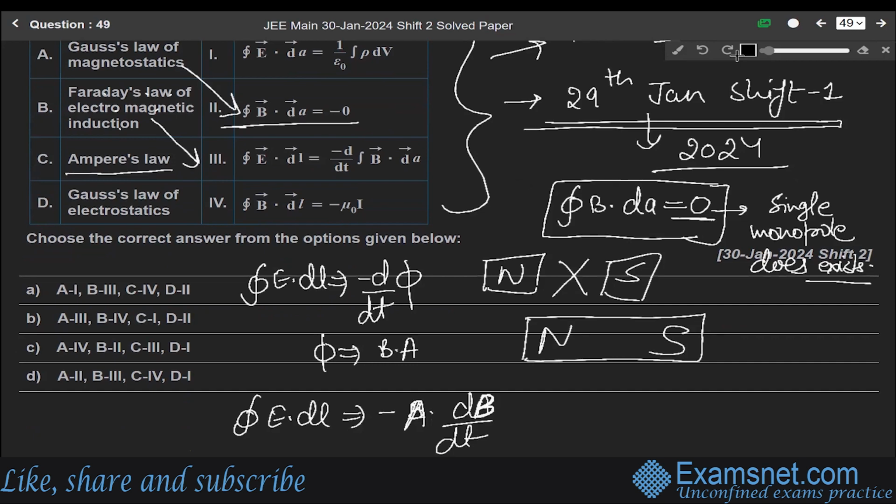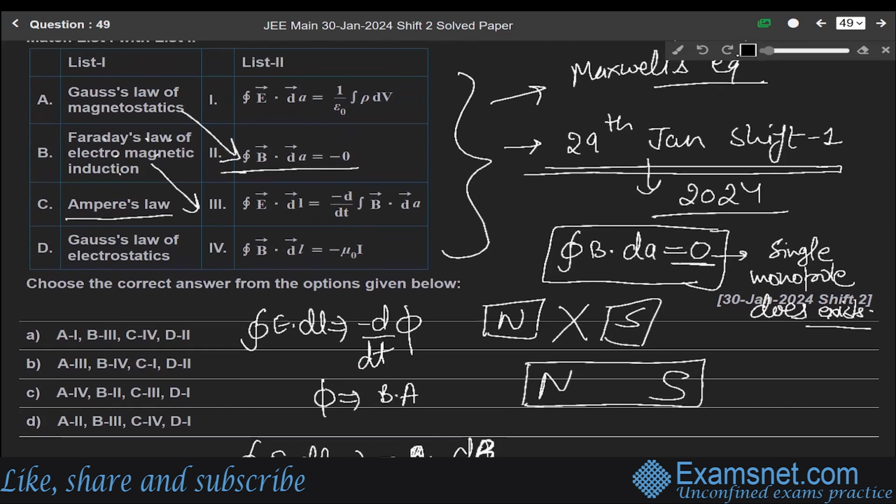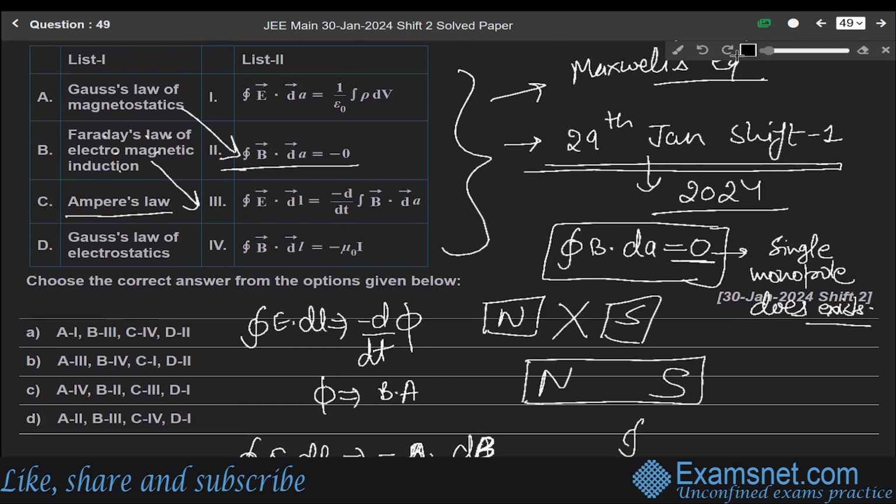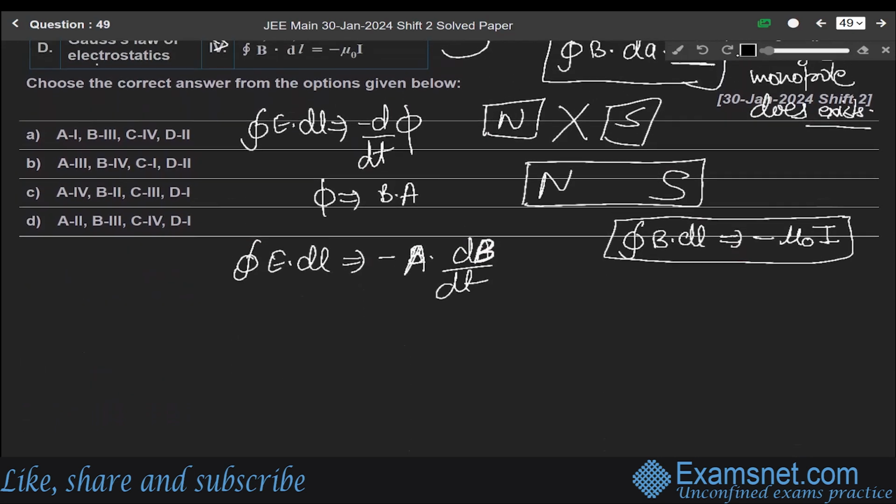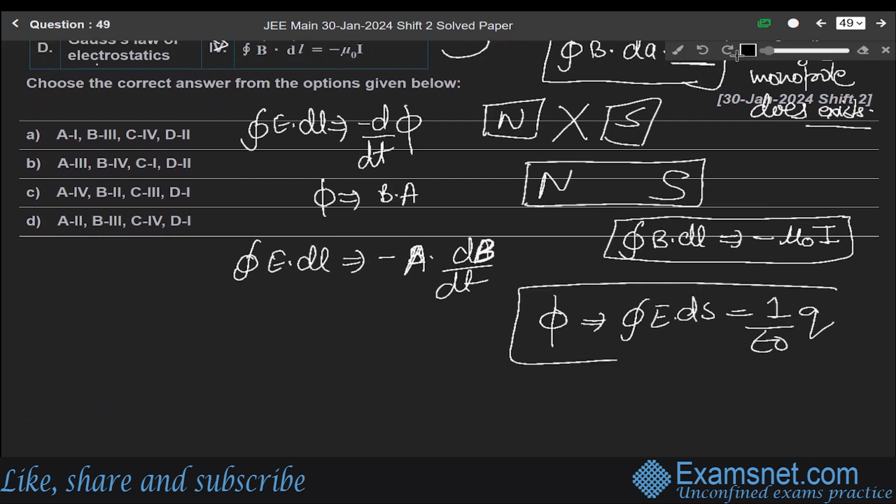Now C is Ampere's law, Ampere's circuital law. According to this law, the line integral of the magnetic field B dot dl is equal to mu naught times the total current through the closed surface. So Ampere's law matches with the fourth option. And D is Gauss law of electrostatics, which means the total electric flux passing through a closed surface is equal to 1 over epsilon naught times the total charge enclosed by the surface.